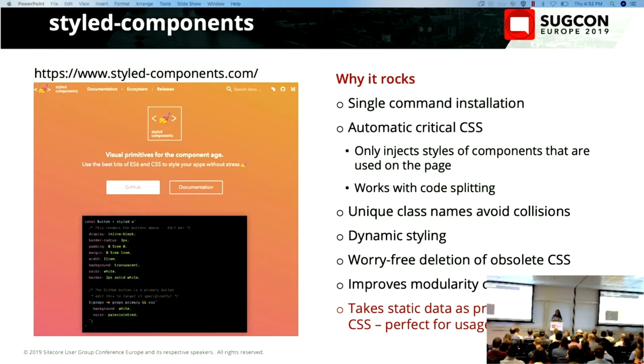It's a lot easier to maintain, and it makes components more modular because you have the CSS for the component right there. And as in the previous example, this takes static props and converts them to CSS, so you can let your content authors manage the look and feel.